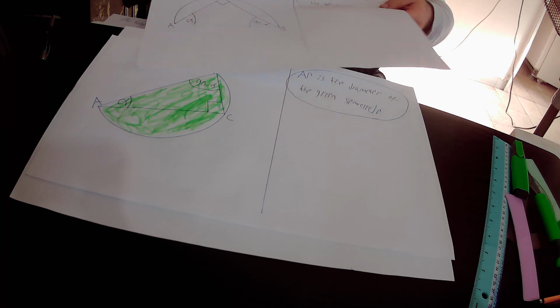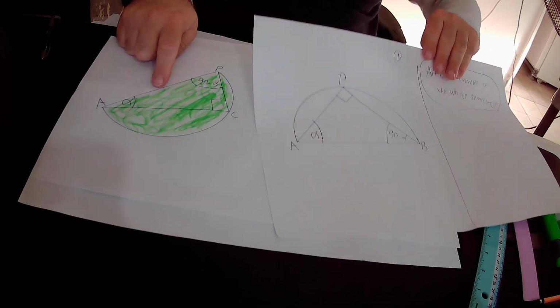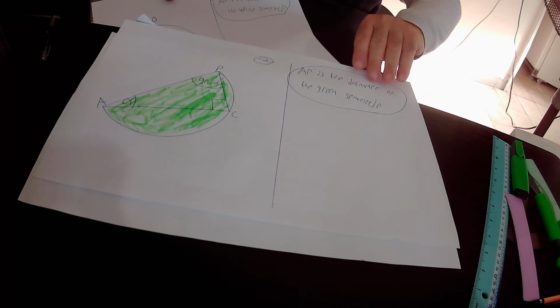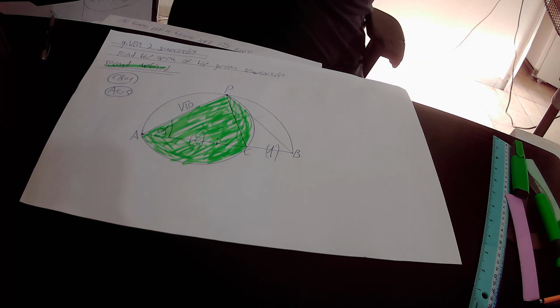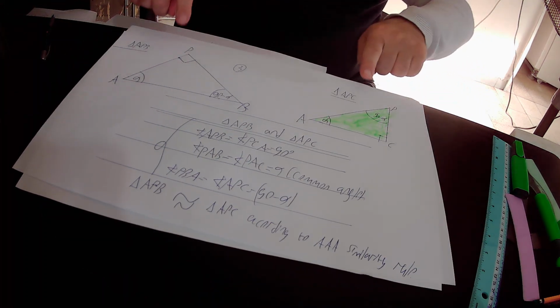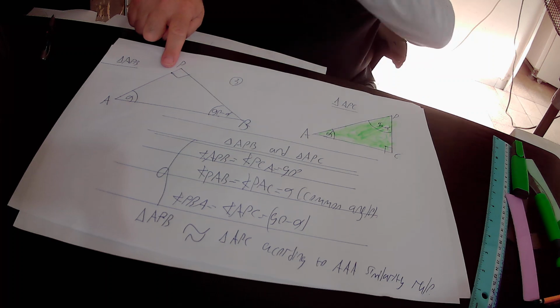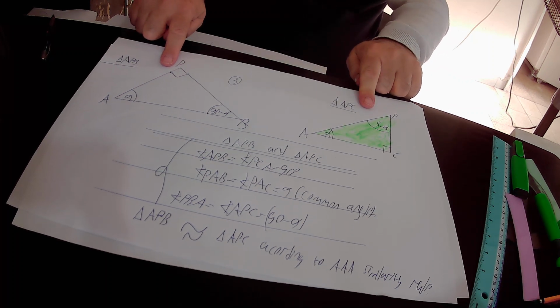In the next step, I copy this green triangle APC and this right triangle APB in a new page, and we prove that those two right triangles are similar to each other according to the angle similarity rule. Those are the two right triangles that are called for in the original drawing. Why are those two right triangles similar to each other?